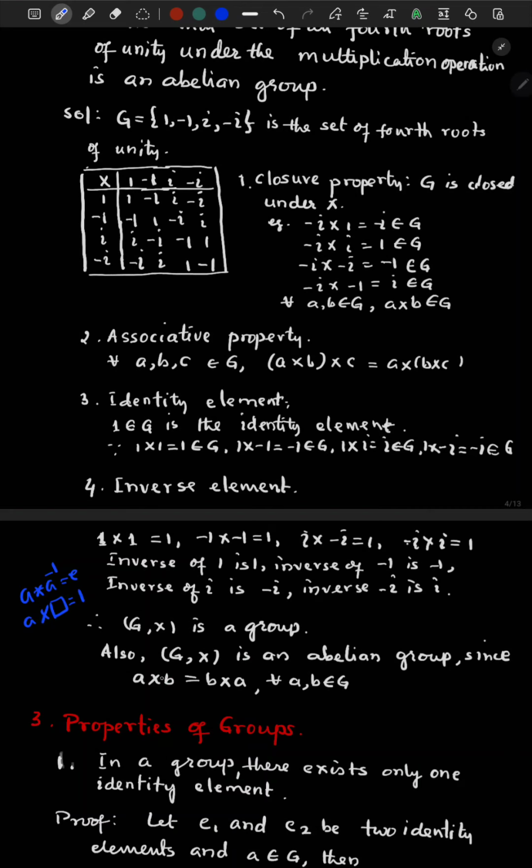This is also an Abelian group because the commutative property is also true. Take any two elements from G, multiply them, and also multiply in the reverse way, and you get the same thing.